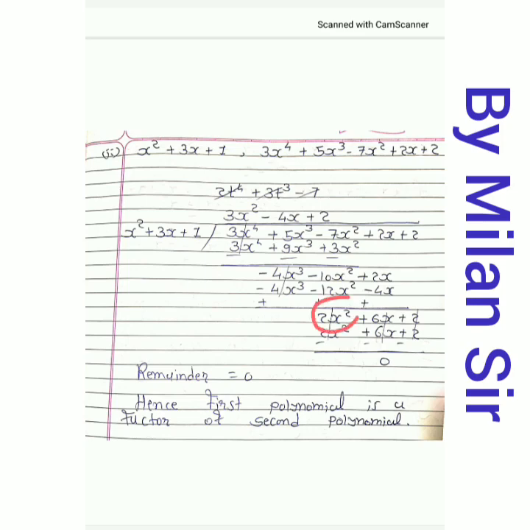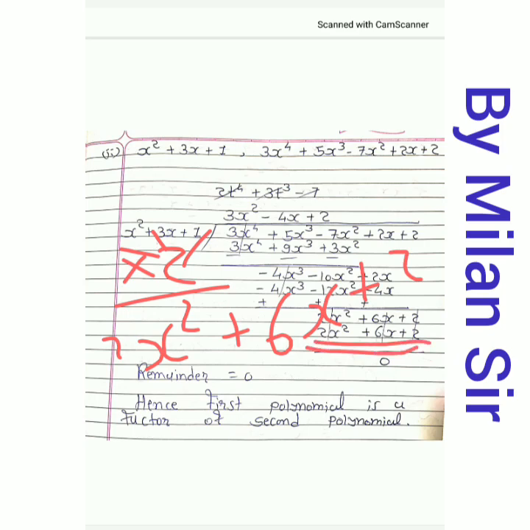Then again first term with first term, so 2x square divided by x square, x square x square cut, so my answer is plus 2, right? So write down plus 2 here. Then we need to multiply this whole polynomial by 2, so first of all 2x square, then 3 2s are 6x, then 2 1s are 2. Okay, so that I written here 2x square plus 6x plus 2.